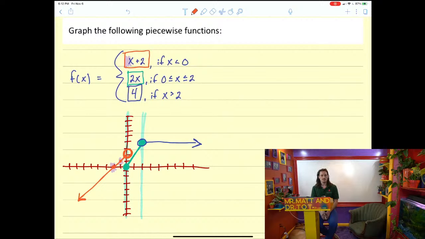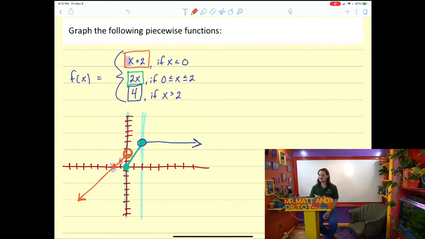Rise over run. Change in y divided by change in x. So 2 can be written as a fraction as 2 over 1. So the change in y is 2 for every 1 change in x. So we're going to go up 2, right 1, up 2, right 1 to mark off a few points. Then you can connect the dots.